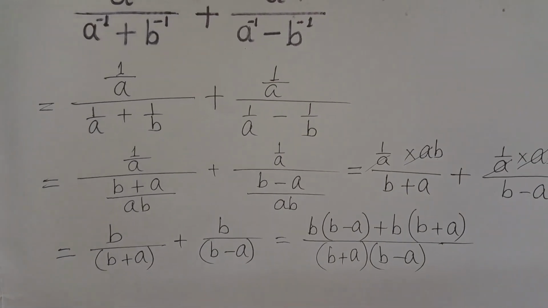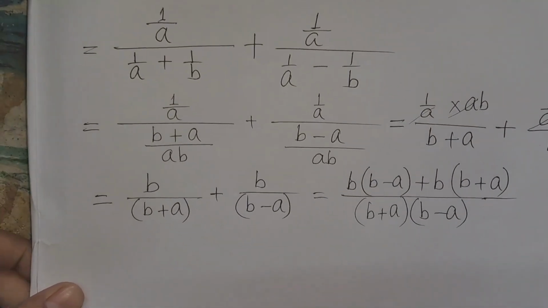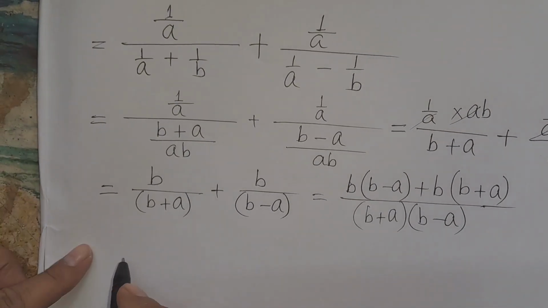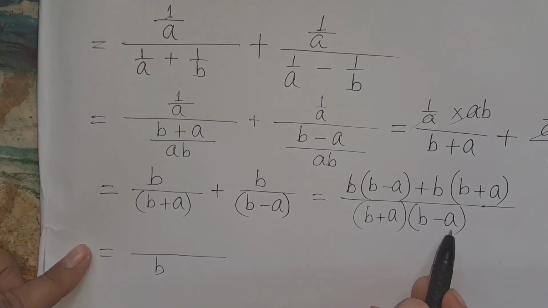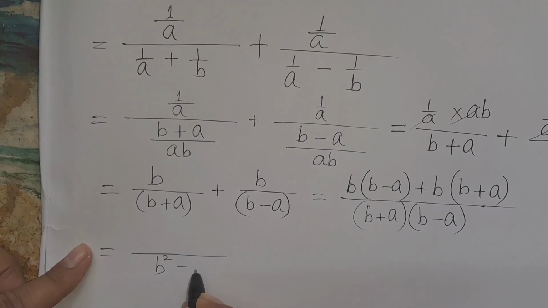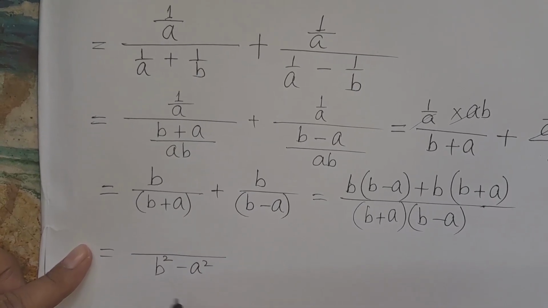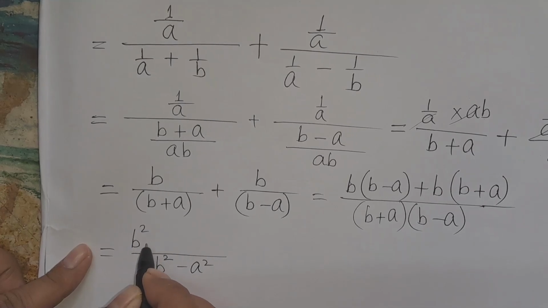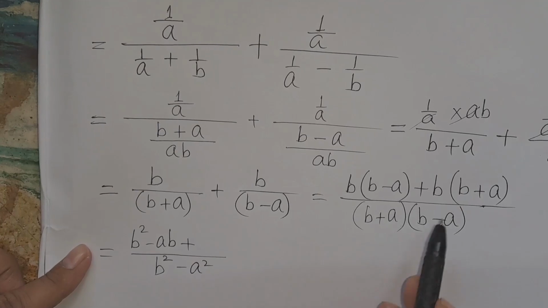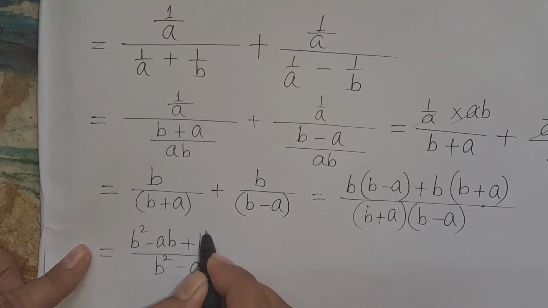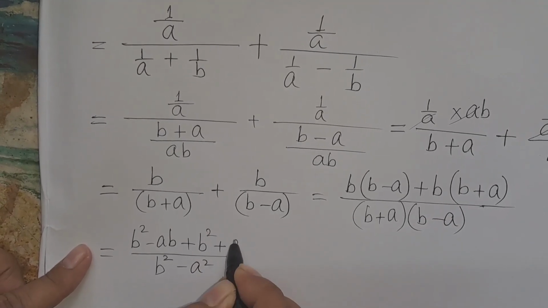Okay, got it? Now the denominator has become a common figure indicating the formula a square minus b square. So we will write it like this: (b plus a) into (b minus a), that means b square minus a square, similar to the formula of a square minus b square. And in the numerator we will simply multiply: b square minus ab plus b square plus ab.